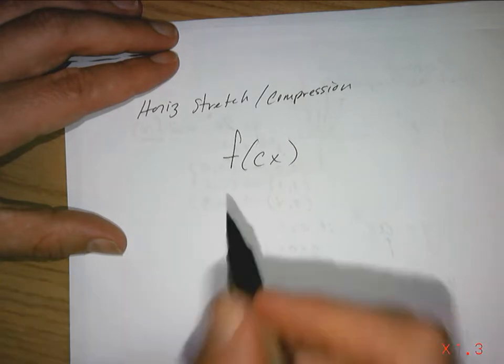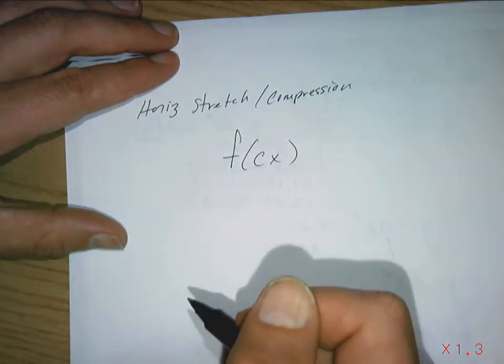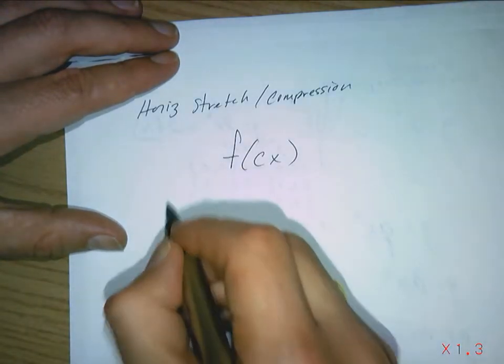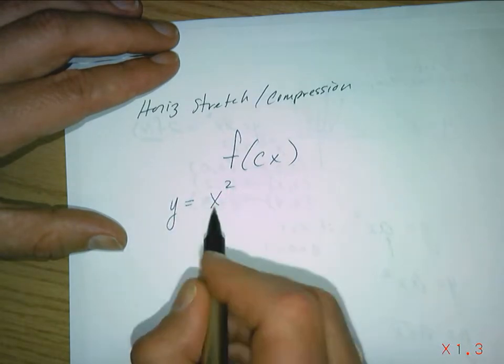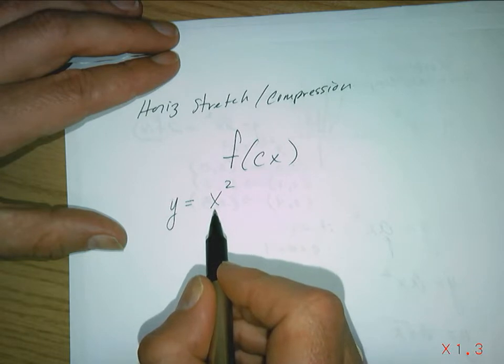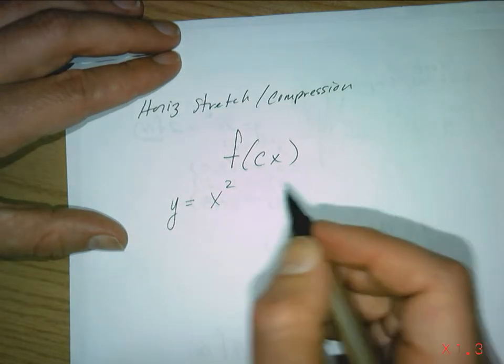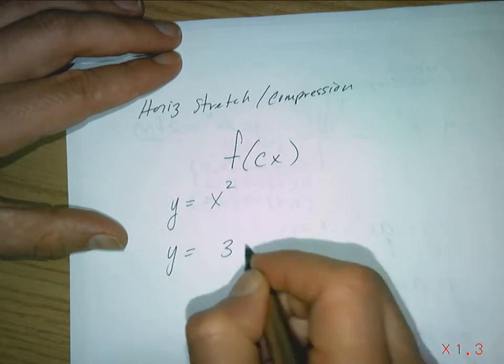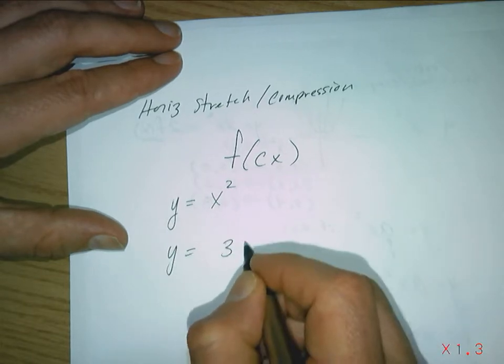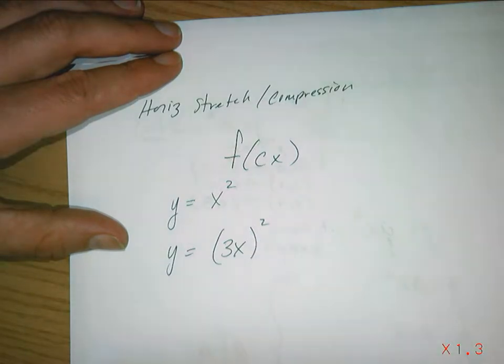And what happens is that if I wanted to do y equals x squared, if I wanted to do a horizontal compression of that, a horizontal compression would look like this. Maybe a horizontal compression of 3, it would look like that.